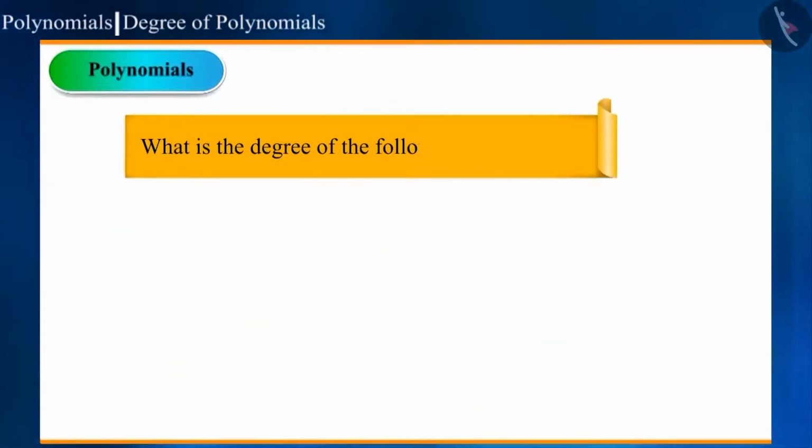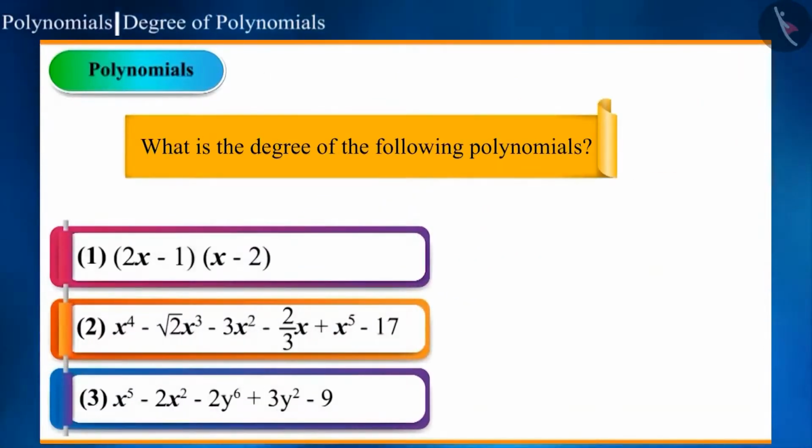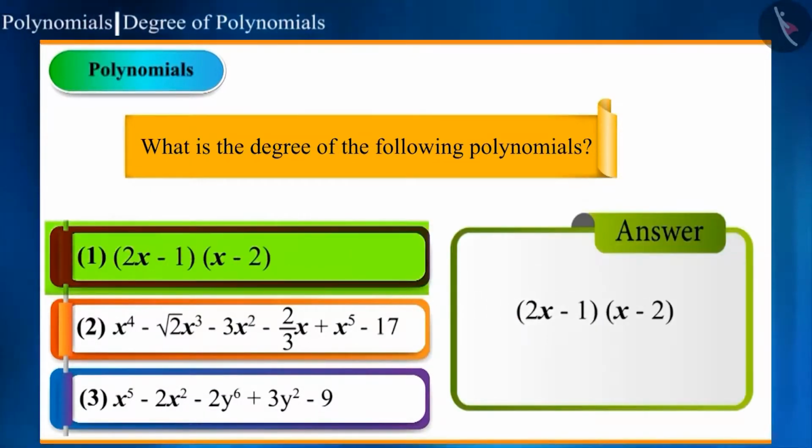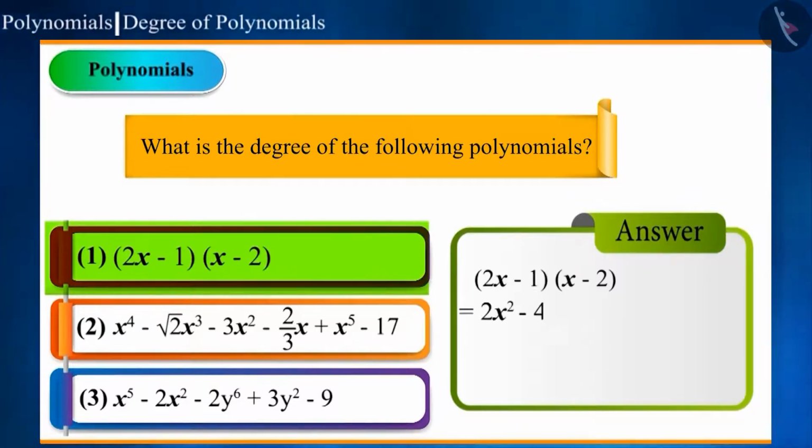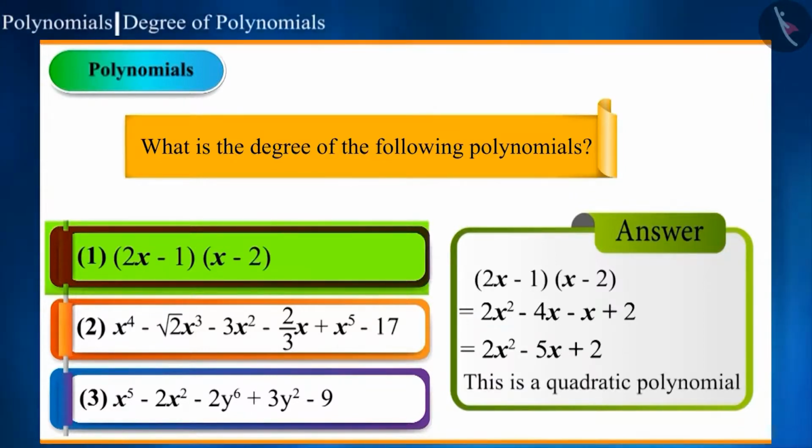Find the degree of polynomials given below. The very first option seems to be a little doubtful. Some of you can say that this is a linear polynomial. But friends, in such condition, we should always simplify the expression. On solving 2x minus 1 into x minus 2, we get 2x square minus 4x minus x plus 2, which in turn is equal to 2x square minus 5x plus 2. Now we can say that this is a quadratic polynomial.